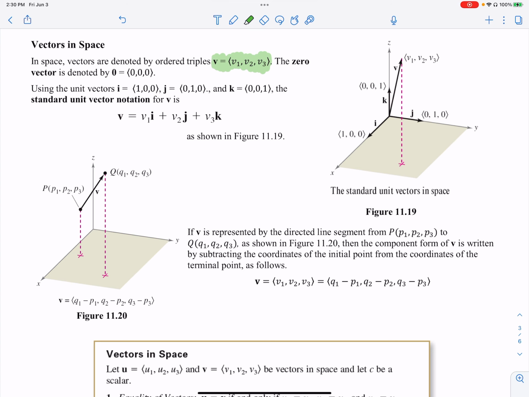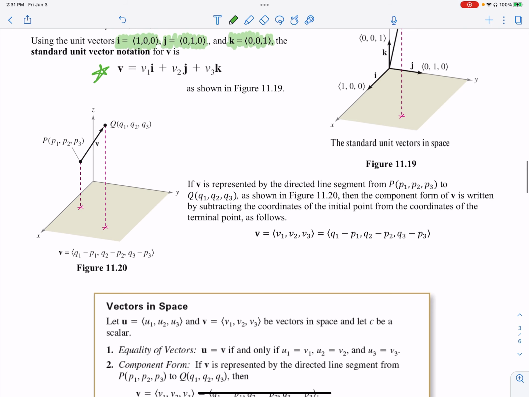The 0 vector, same idea, nothing new. The only thing that's going to be different here is that now our i is not 1, 0, it's 1, 0, 0. Our j is 0, 1, 0. And then we have a new one, k, and the k will represent the z component. So this one up here is component form. Then there is the standard unit vector notation, i, j, and k. We're going to work with that quite a bit.